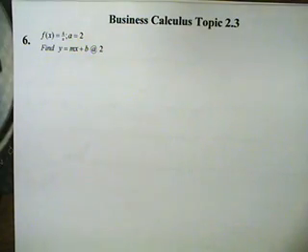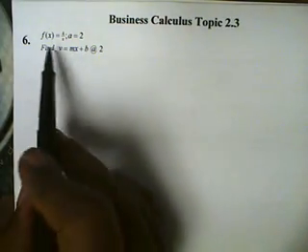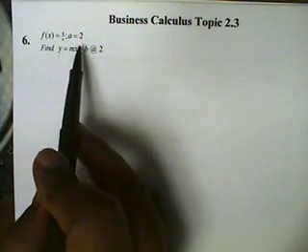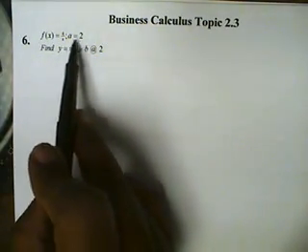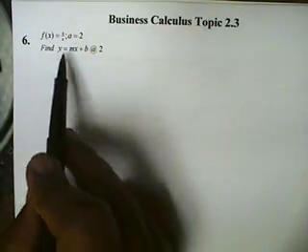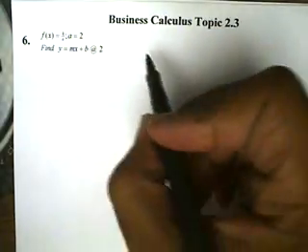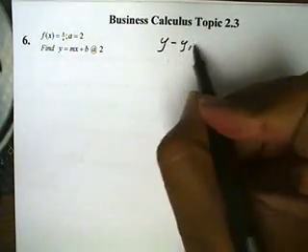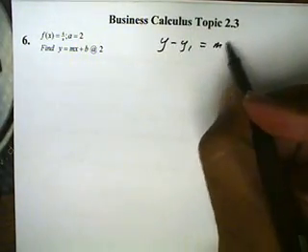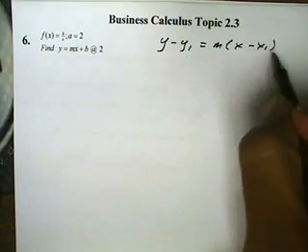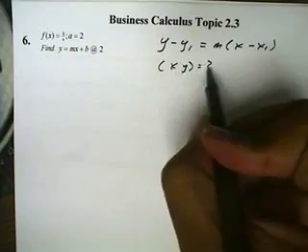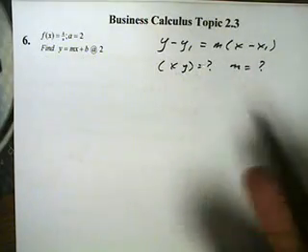Business Calculus, topic 2.3. We have a function here, f of x equals 4 over x, and we want to find the tangent line at a equals 2. Now, first, in order to find the tangent line, we need to find the parts for the point-slope formula. Here's the point-slope formula, and the parts will be point and slope. So I can find those two.